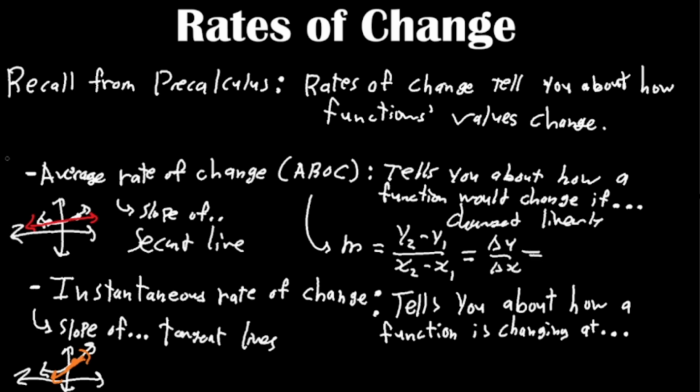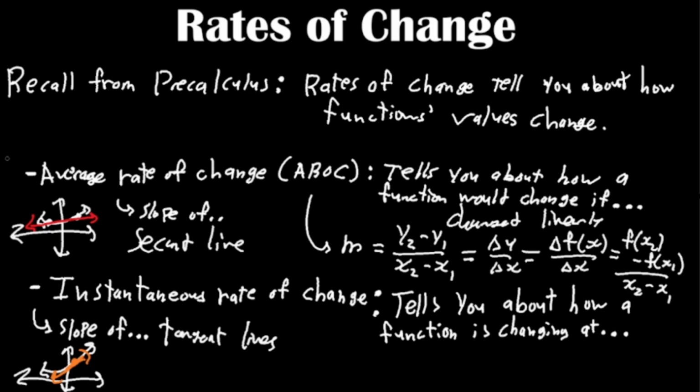Or you can do your change in your dependent variable over the change in your independent variable. So change in f of x over change in x. This would be f of x2 minus f of x1 over x2 minus x1. So there are many different ways you can interpret it. Really, it's just the change in y, or your dependent variable, divided by your change in your independent variable.